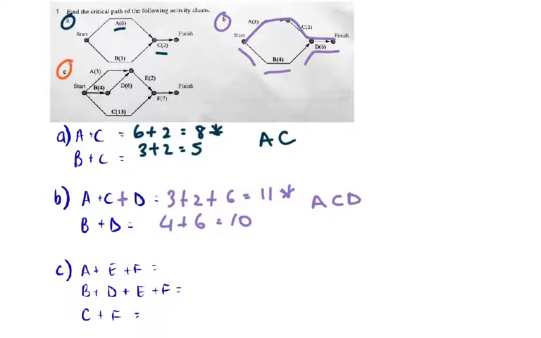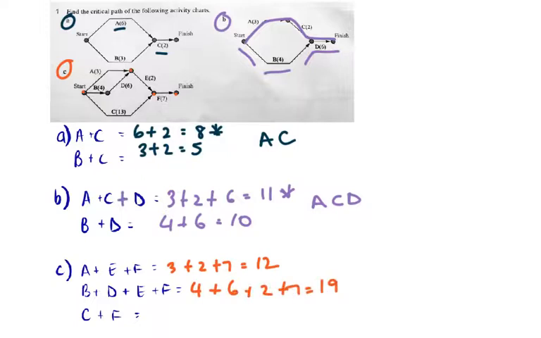Let's do one last example. This one's a little bit more complicated. It has a few more options. The first one that we're going to do is go from start to A to E to F to finish. So we're going to do 3 plus 2 plus 7, which gives me 12. The second option is B to D to E to F to finish. So that's 4 plus 6 plus 2 plus 7, which gives me 19.